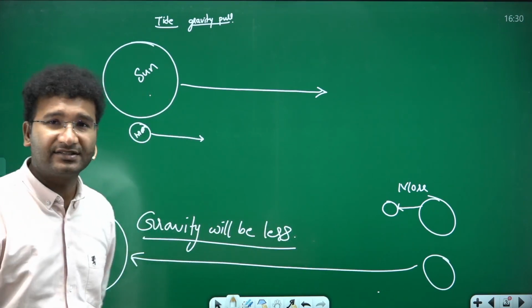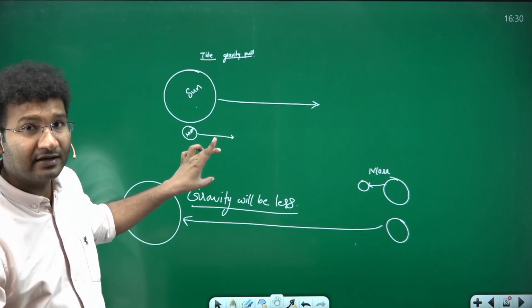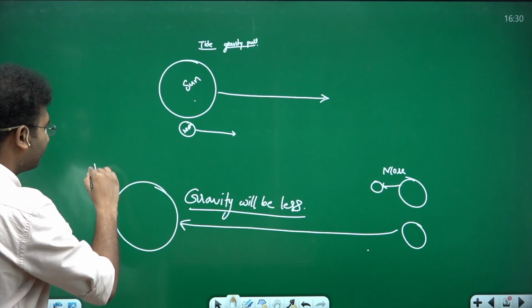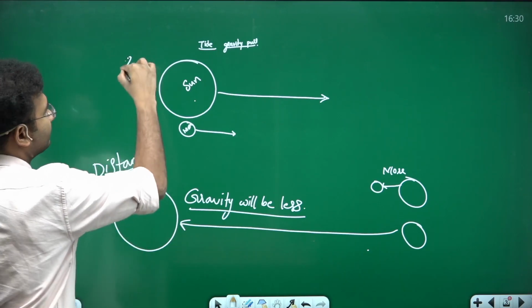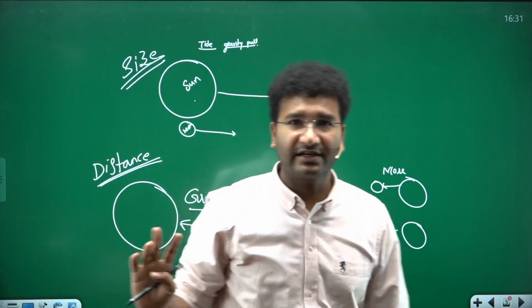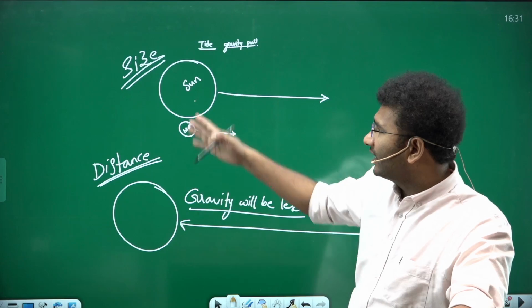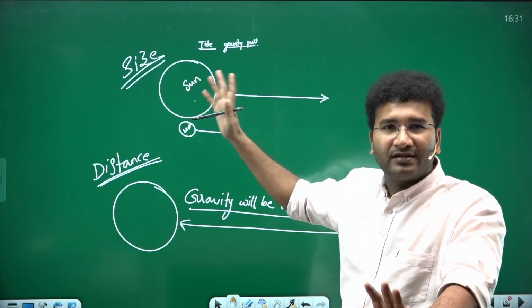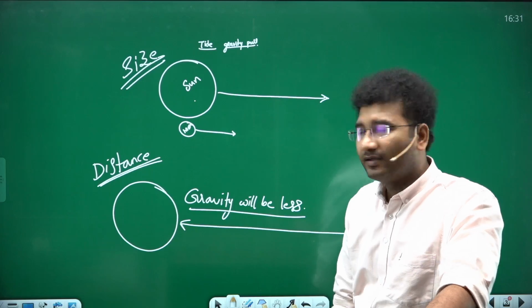If the distance is far away, the gravity will be less. Now you are supposed to understand two things. One, distance. Second, size. These are the only two factors which influence the gravity, right? So you see, who has the bigger body? The sun is the bigger body, so the sun should have more gravity, right?